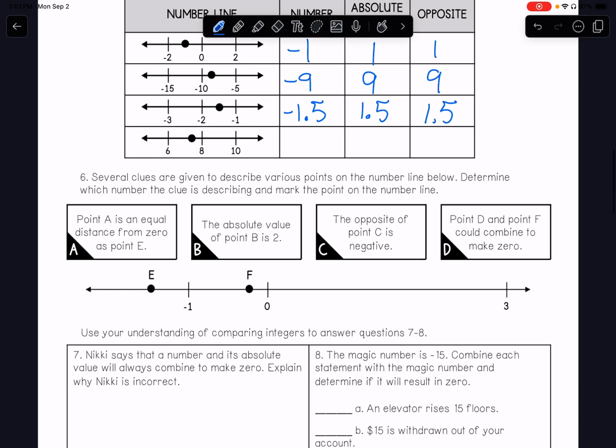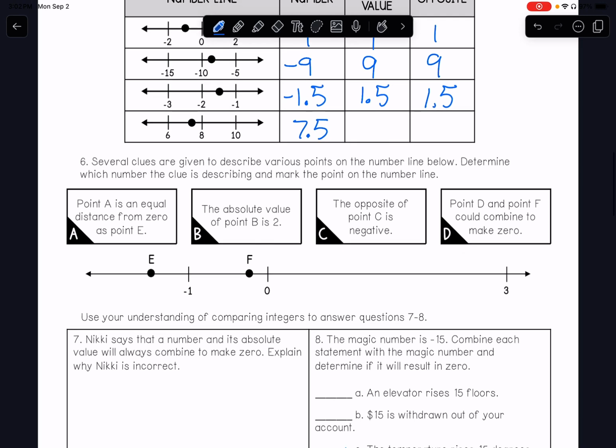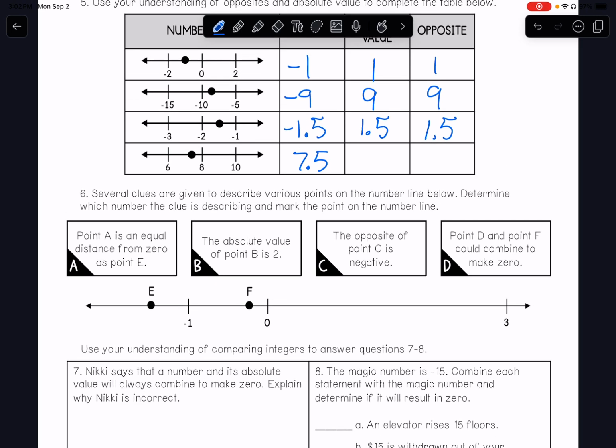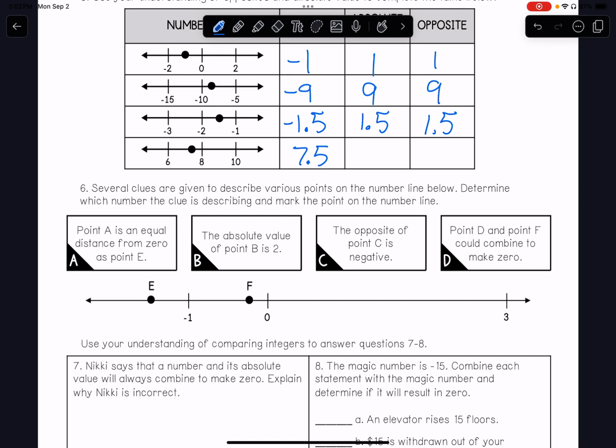Follow along here. So we have a point to the left of 8, so we're looking at about 7.5. If you said 7, not the greatest deal, but it's not quite right. It's about halfway between 6 and 8, which would be 7.5. Now, the absolute value of 7.5 is +7.5, and the opposite of 7.5 is -7.5.